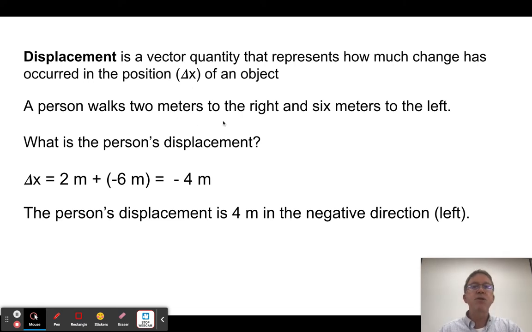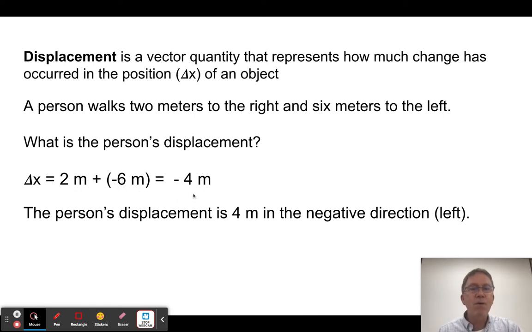So in this case, a person walks 2 meters to the right, they walk 6 meters to the left. But this time, I'm taking into account the directions. It's a vector measurement I'm looking for, displacement. So in this case, I'm going to say, look, 2 meters to the right, that's the positive direction, positive 2 meters. Plus, they also walk 6 meters, but in the negative direction. So I'm going to designate that by saying -6. Now, when I add 2 and -6, what do I get?